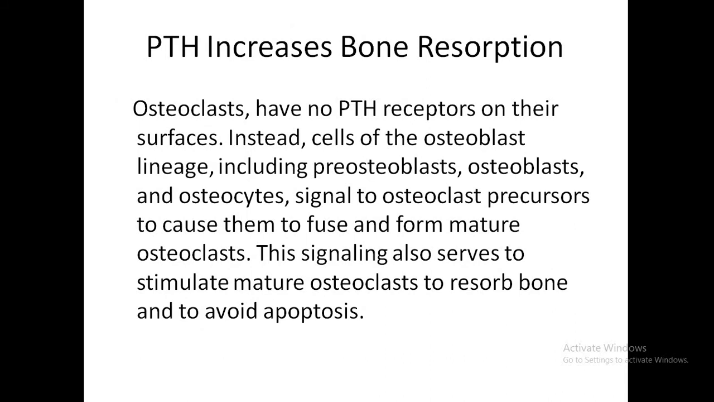Also, PTH increases bone resorption. Osteoclasts don't have the PTH receptors, but osteoblasts or cells of the osteoblast lineage, which include the pre-osteoblasts, osteoblasts, and the osteocytes, signal to osteoclast precursors to cause them to fuse and form mature osteoclasts when they are stimulated by PTH. And this signaling also serves to stimulate mature osteoclasts to resorb bone and to avoid apoptosis. So it will increase the survival of mature osteoclasts.